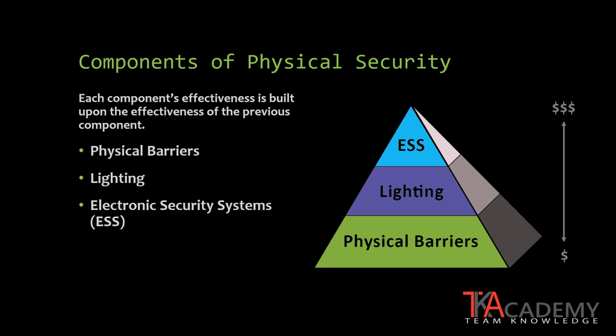Notice the side of our pyramid diagram indicates the relative cost associated with each level. Physical barriers are the most cost-effective components to put in place. As we work up our pyramid, lighting is a relatively moderate cost. At the top of our pyramid is electronic security systems, which are the costliest components to implement.